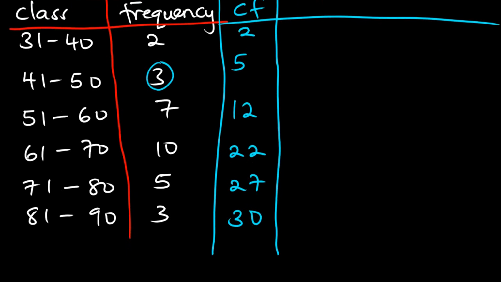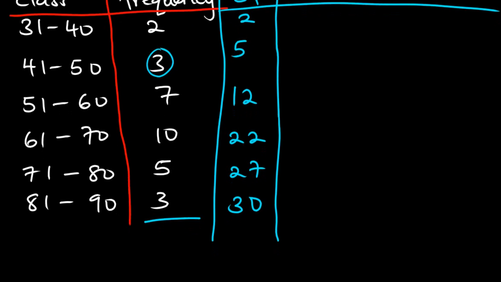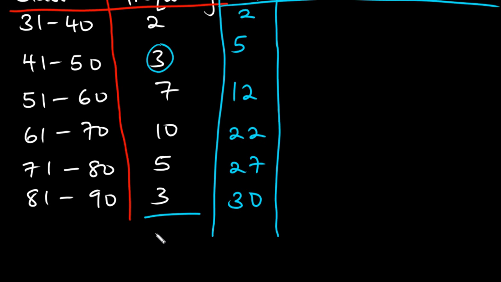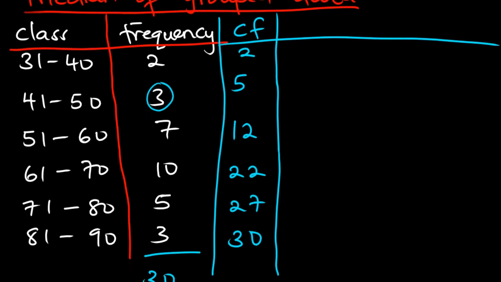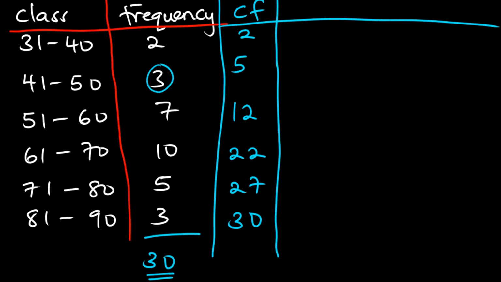If you want to know whether you are correct, the last cumulative frequency here should be equal to the summation of the frequency. For this case, the summation of frequency is 30, so there are 30 students in that class. So the final value for cumulative frequency should be equal to the total number of the students. So we now have the cumulative frequency column.